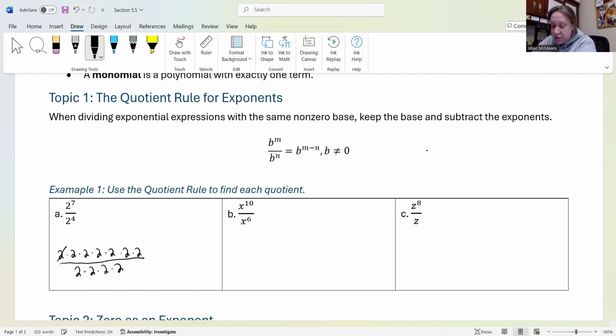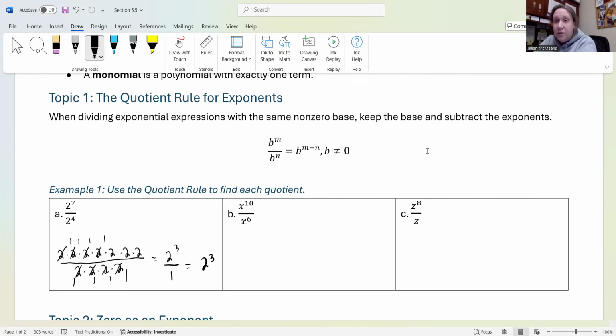So this 2 divides into this 2, leaving little 1's behind. These 2's cancel, leaving little 1's behind. There's no longer anything left to cancel. So in the numerator, I just get a bunch of 1's times 2 times 2 times 2, which is 2 to the 3rd, divided by 1 times 1 times 1 times 1, which is just 1, leaving me with plain old 2 to the 3rd.